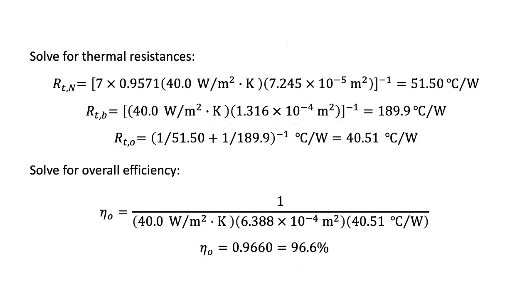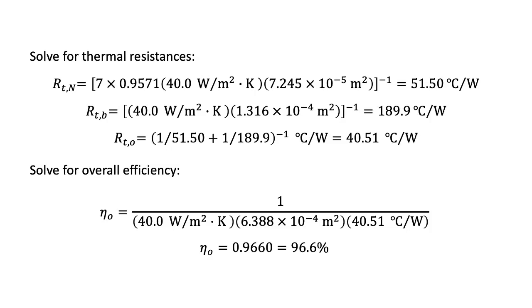Substituting in values, we calculate the thermal resistance for our 7 fins to be 51.5 degrees Celsius per watt, the thermal resistance for the exposed base to be 190 degrees Celsius per watt, and finally our overall thermal resistance for the array to be 40.5 degrees Celsius per watt. Note that this is less than the maximum of 45 degrees Celsius per watt required to keep the temperature below the maximum because we rounded the number of fins up to 7.